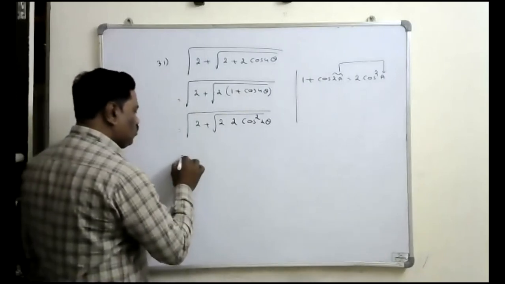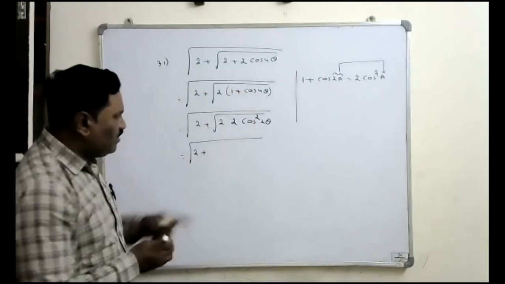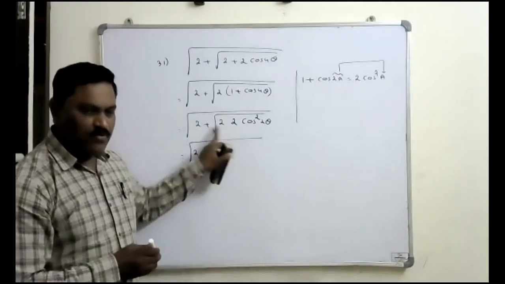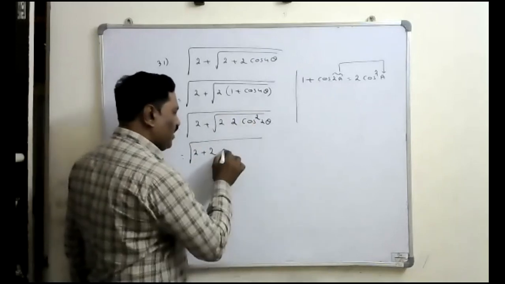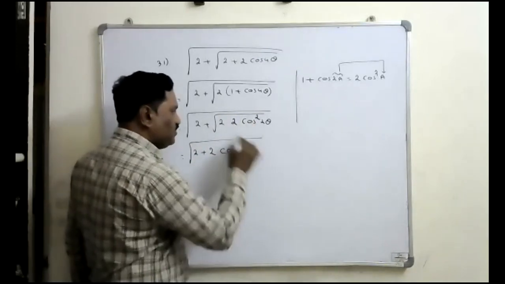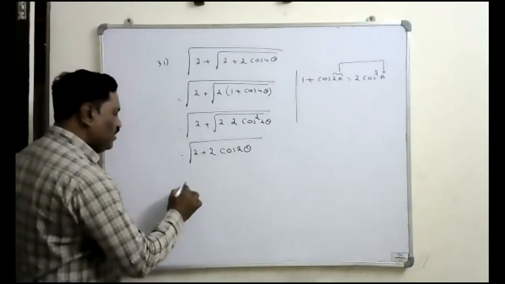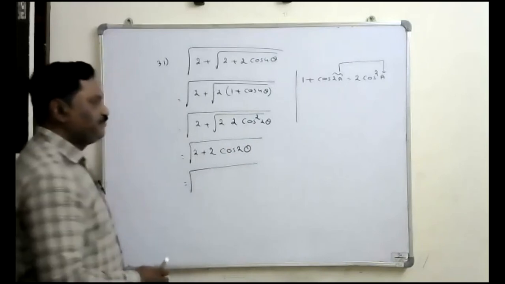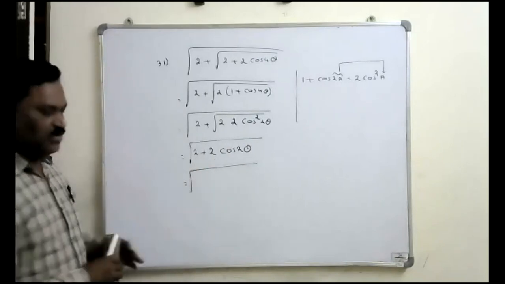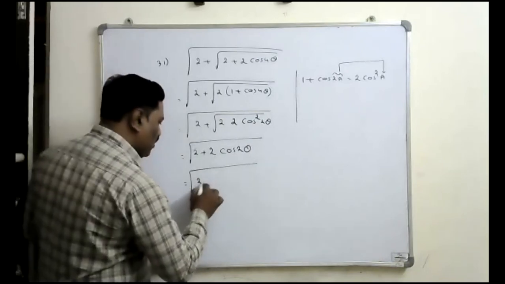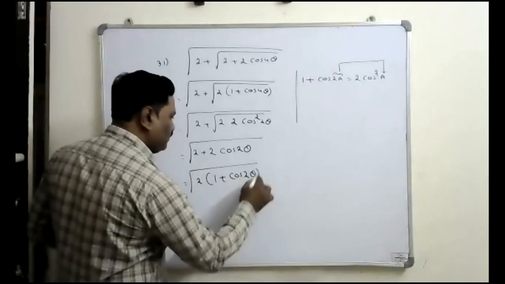Then this is root over 2 plus, again, 2 into 2 is 4. Root 4 value is 2, into root of cos square 2 theta, which is cos 2 theta. This value becomes 2 cos 2 theta. Again, we have eliminated one square root successfully. Now, again from these two, I can take the 2 common. Take the 2 common, the remaining is 1 plus cos 2 theta again.